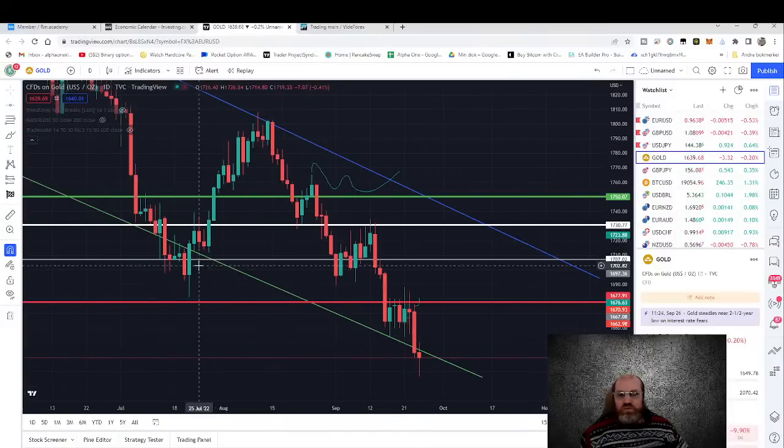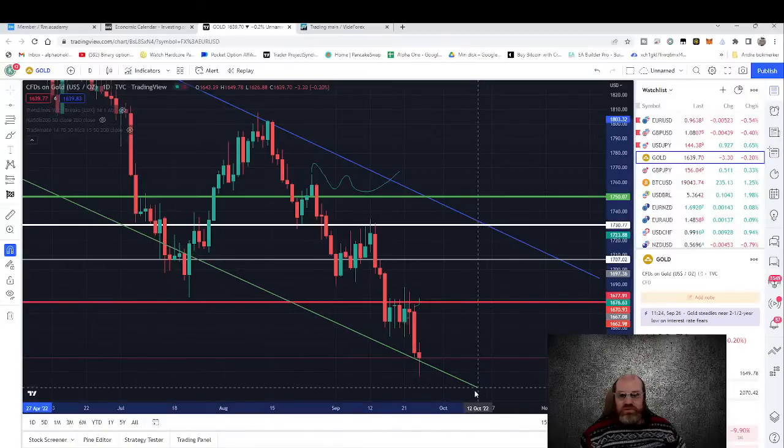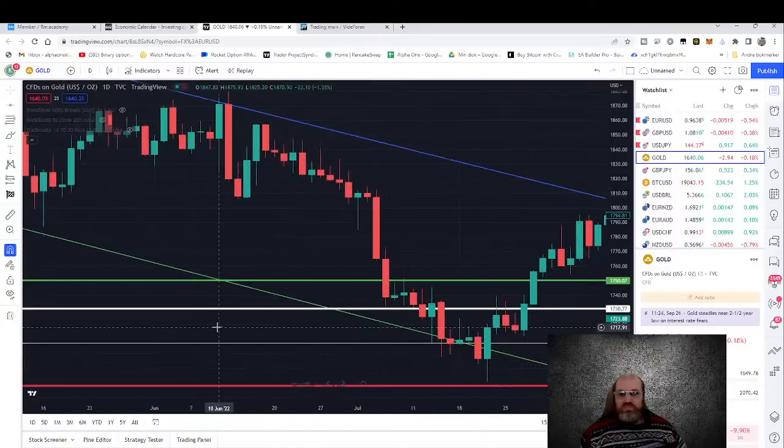So with gold right now, I can even move this trend line a little, because if we take it on the spikes, let's do that instead.